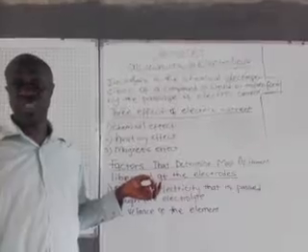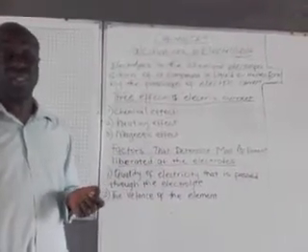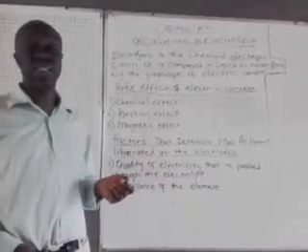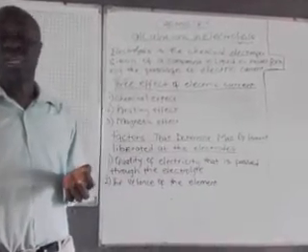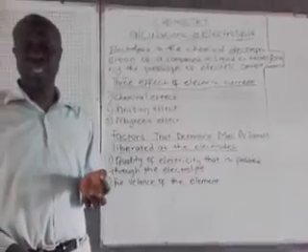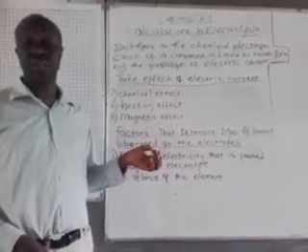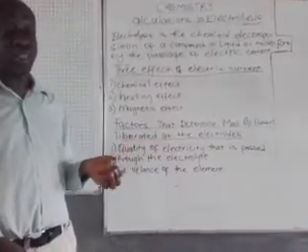Then the third effect of electric current is magnetic effect. This is because we can use electricity to make a magnet by electrical method. So we make a magnet by electrical method, and that tells us that electric current also has a magnetic effect.